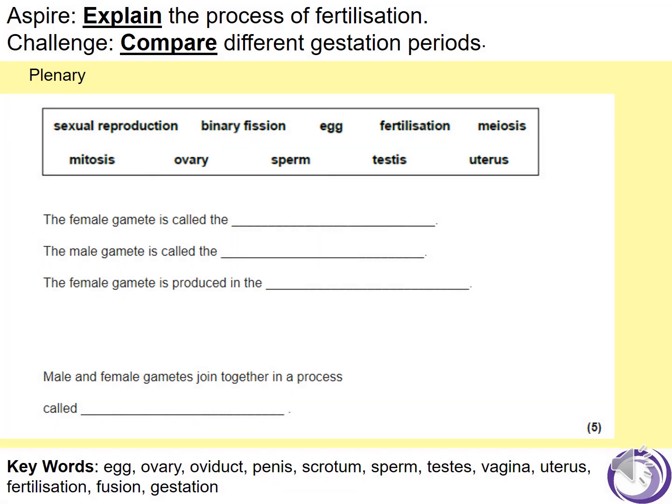Okay, if you've not completed the questions, then just pause the presentation now. Now, we should be excited if we can complete these questions properly, because they are showing our learning outcomes very clearly. The first question then, the female gamete is called the egg. The second question, the male gamete is called the sperm. The female gamete is produced in the ovary, which again is in the box. And from today's lesson, male and female gametes join together in a process that is called fertilization.